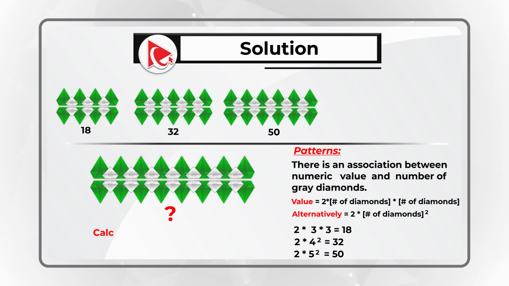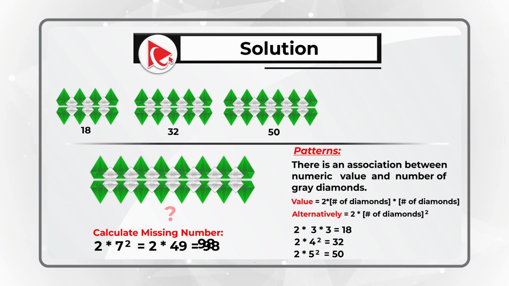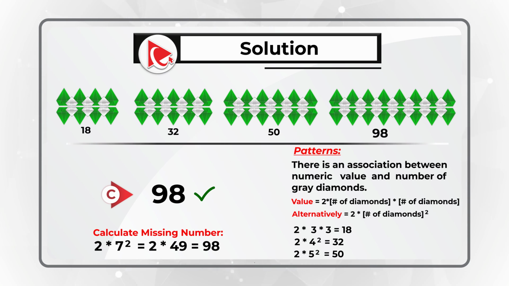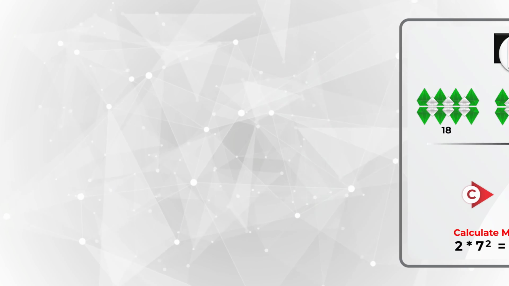To calculate the missing number, we need to multiply 2 by 7 squared, which is equal to 2 multiplied by 49, which equals 98. So the correct choice here is choice C, 98. Hopefully you've nailed this question on your own and now know how to answer similar problems on the test.